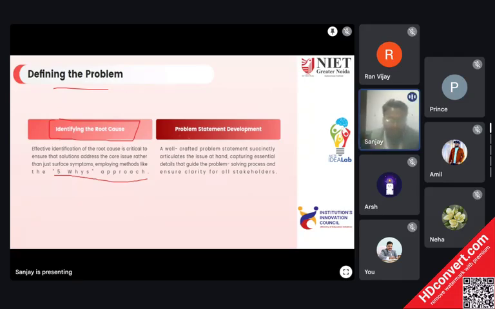If we are talking about problem statement development, once we identify the root cause, we can go for the problem statement development, and we can have a clear-cut vision of how the problem can be solved. So we start from searching for the root cause. There is a technique called the five whys.